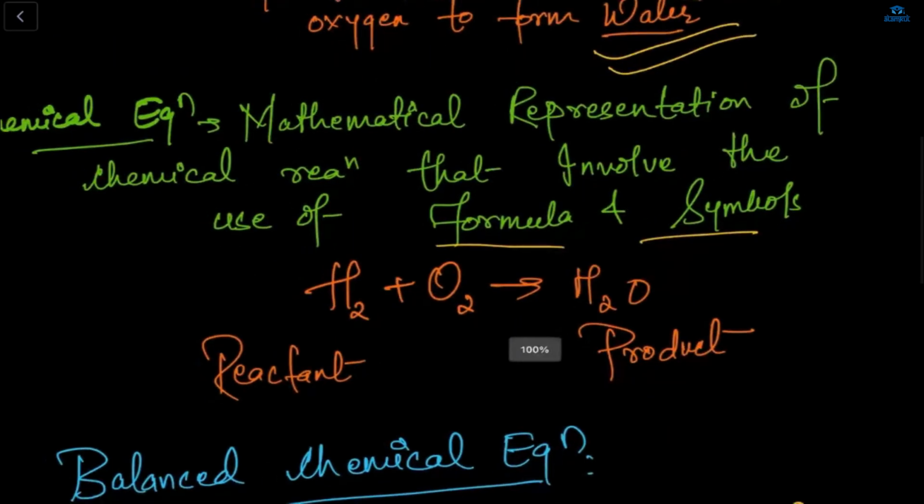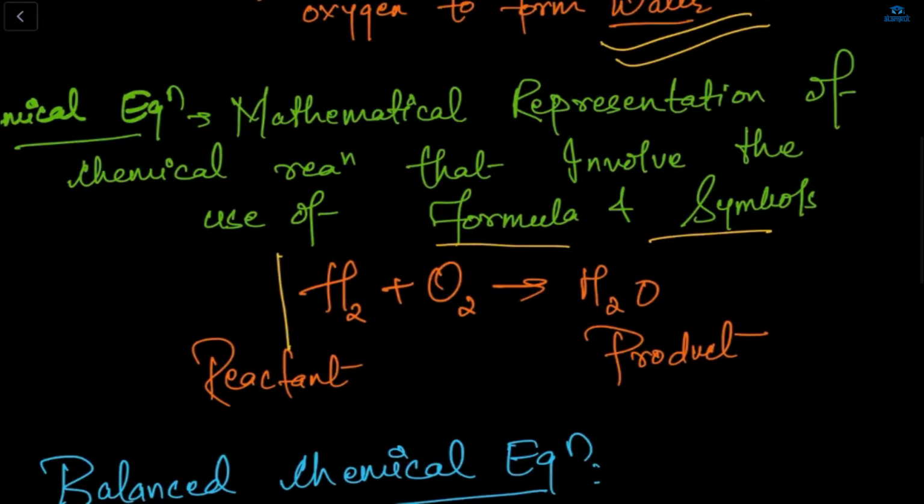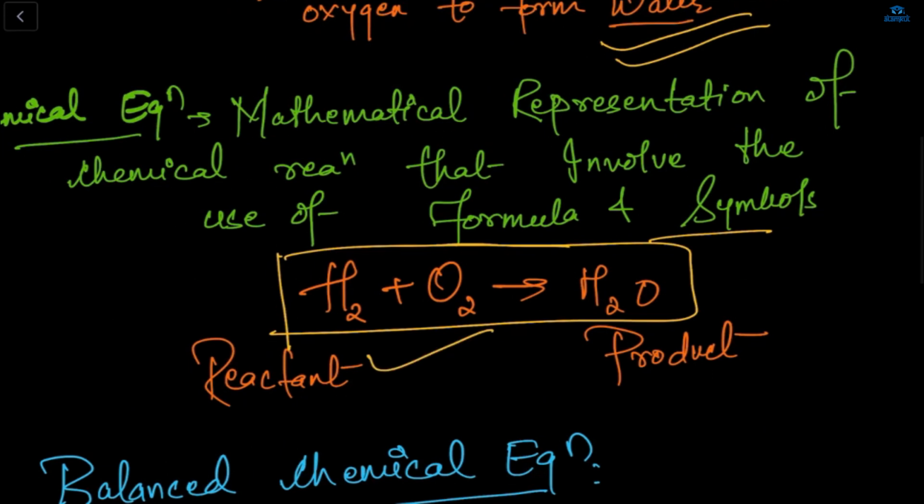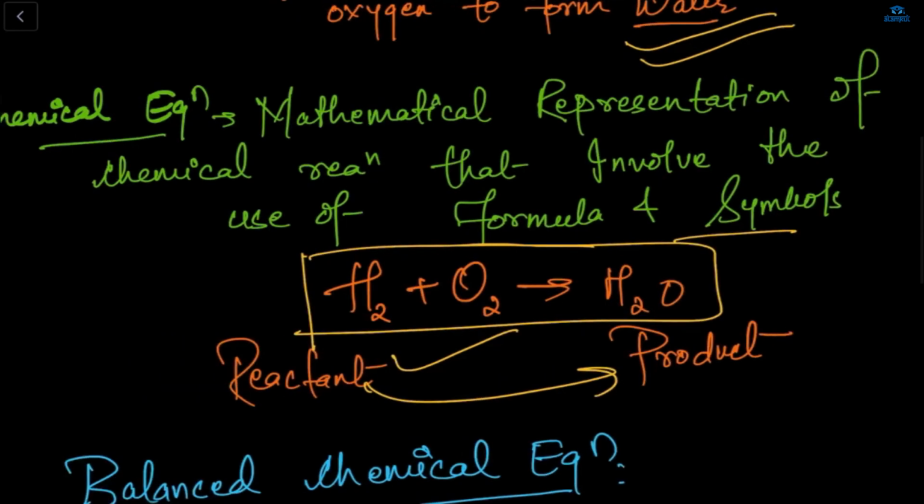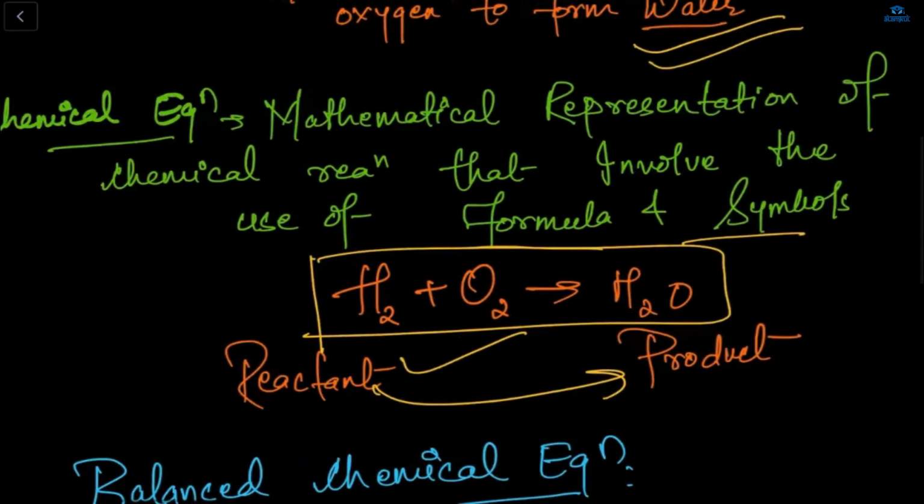And what is an equation? An equation includes your mathematical representation, right? With the use of two things: formulas and symbols. For hydrogen, we use H. For oxygen, we use O, and for water, the product which we get is H2O. So this is another symbol of water. This is a chemical equation, which involves the use of formulas as well as symbols. Okay, got it? Any doubt?